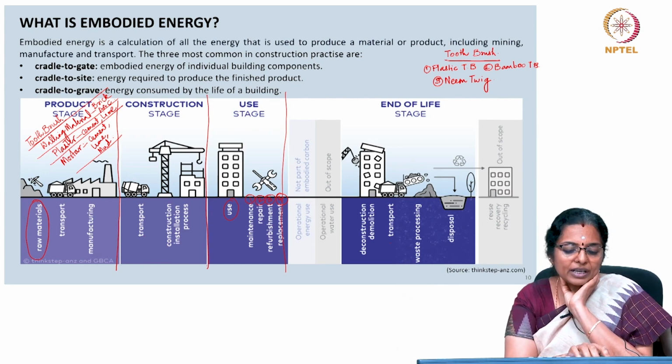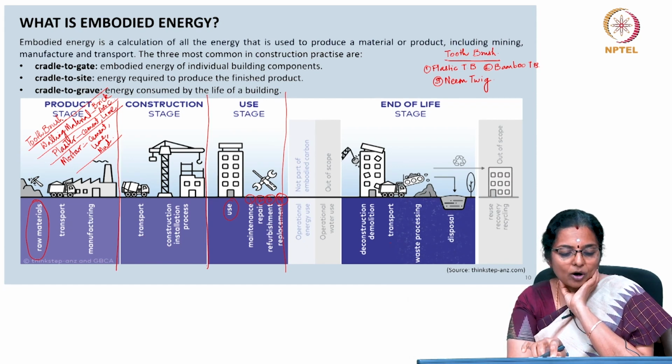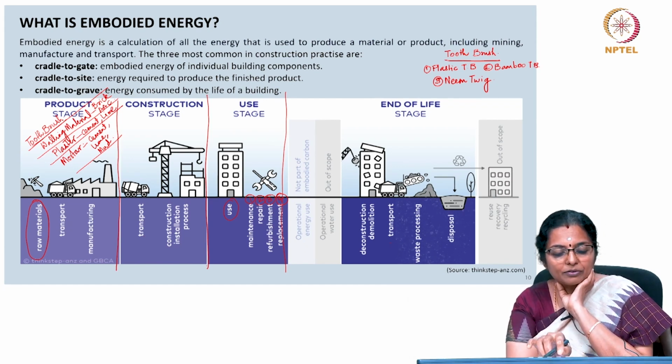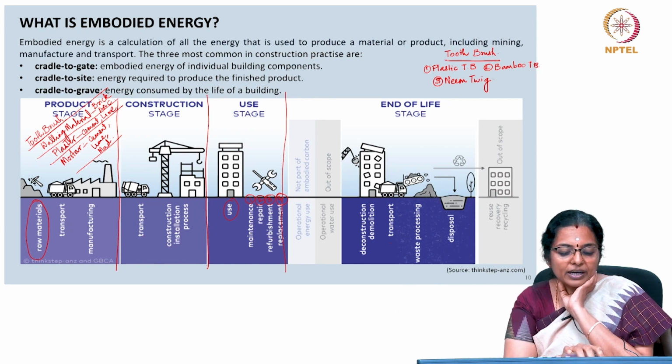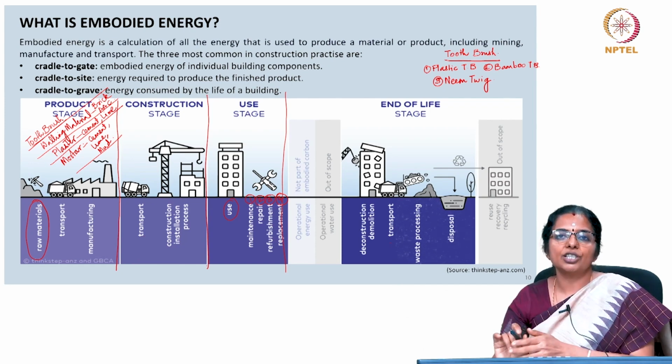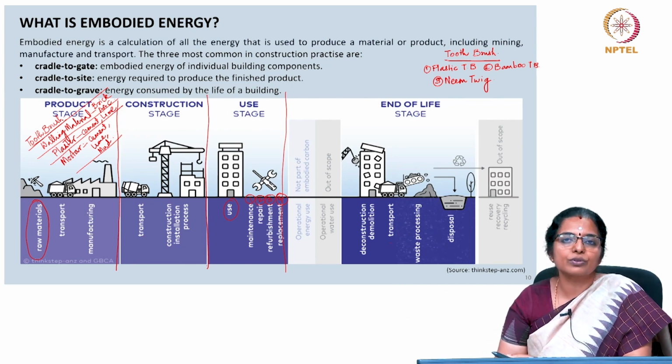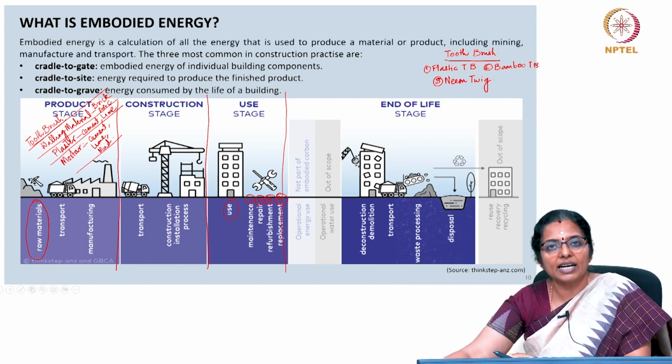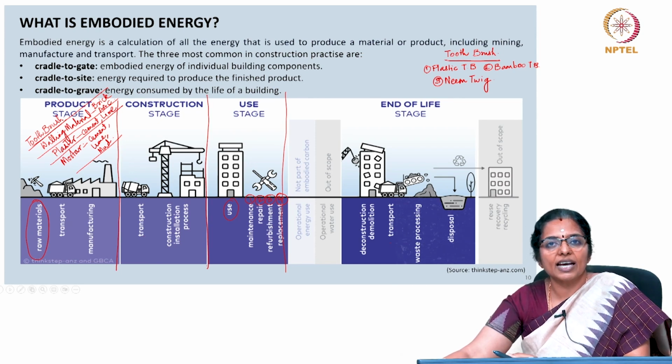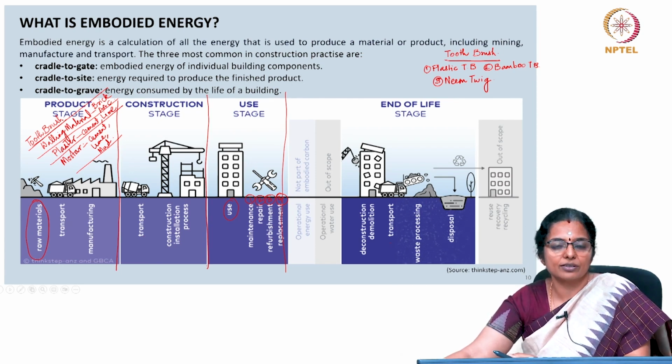So, cradle to gate embodied energy of an individual building component. Cradle to site is the energy required to produce the finished product, and cradle to grave is the energy consumed by the life of a building or a finished product. Use this analogy for various products that you use in everyday life and for various building materials, and you would understand how our choices can influence embodied carbon and greenhouse gas emissions.